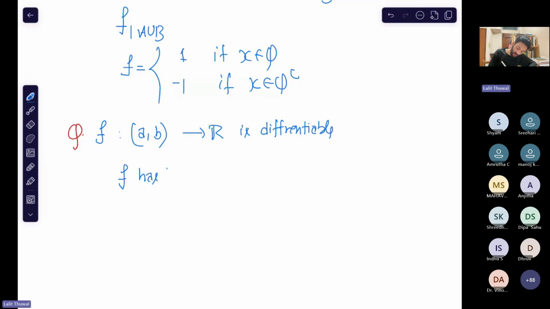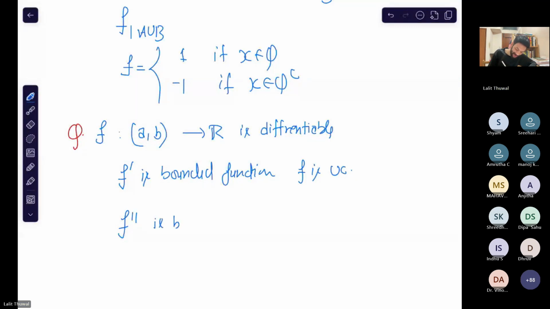Most of you know that f is UC, I know by using the mean value theorem. This is very important. If f dash is bounded, then f is UC. Now suppose you are not given that f dash is bounded. You are given that f double dash is bounded. So no comment about f. What do you think about the uniform continuity of f?